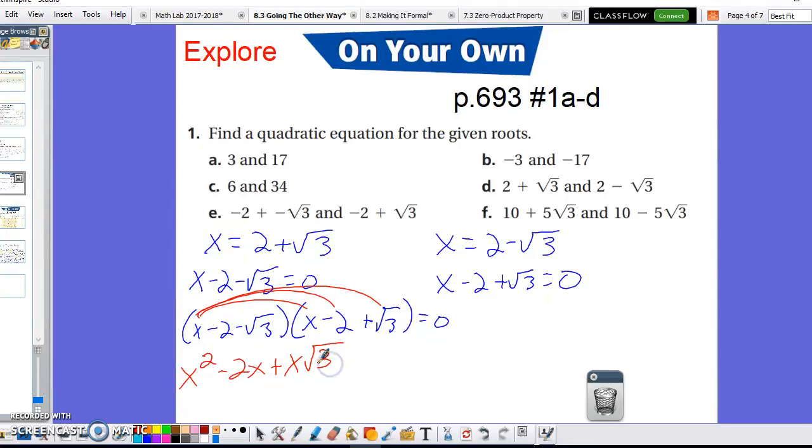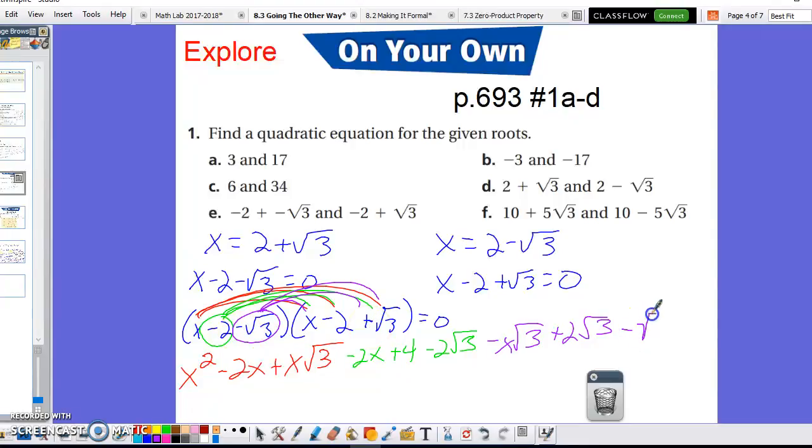X times the square root of 3 is x square roots of 3. Distributing a negative 2, I'll circle that so I remember: negative 2x plus 4 minus 2 square roots of 3. And then we're going to do negative square root of 3: negative x square roots of 3, plus 2 square roots of 3. And then square root of 3 times square root of 3 is the square root of 9. It's a negative times a positive, so it's negative square root of 9. However, we know that the square root of 9 is 3, so I'm going to write negative 3.